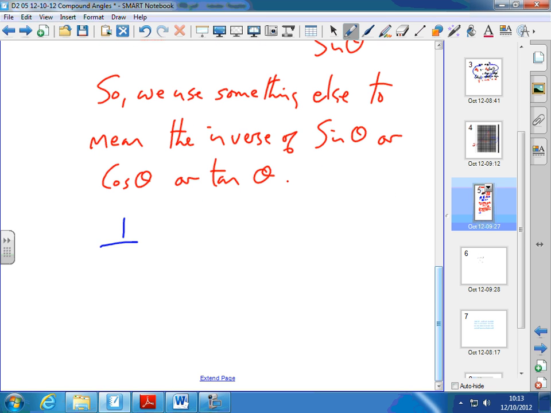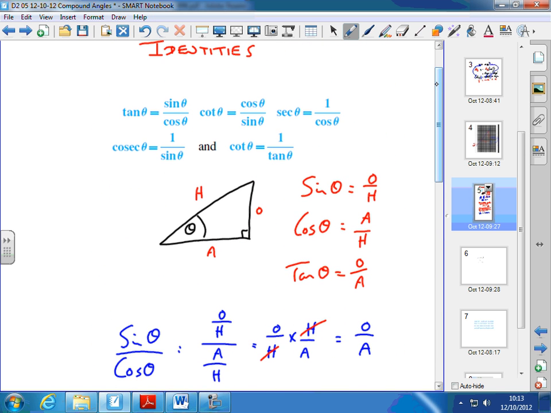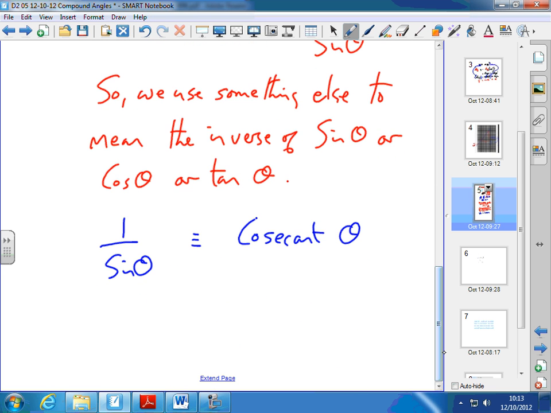We could write 1 over sine theta, and that means the cosecant of theta. That's defined as, if you look up here, you'll see it: 1 over sine theta is the cosecant of theta, often abbreviated to just cosec. And that's how we say it, cosec. So what does cosec theta mean? It just means 1 over the sine of theta.